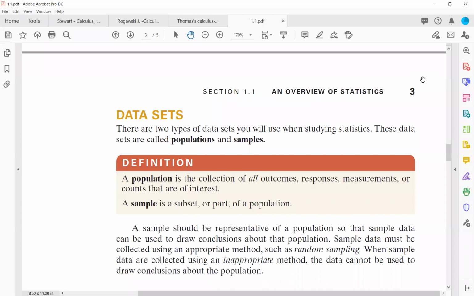When it comes to data, we're interested in classifying data into two sets. The first set, or the bigger set, is called the population, and the smaller set is called the sample. A population is the collection of all outcomes, responses, measurements, or counts that are of interest. So all outcomes. A sample is a subset or a small part of a population.